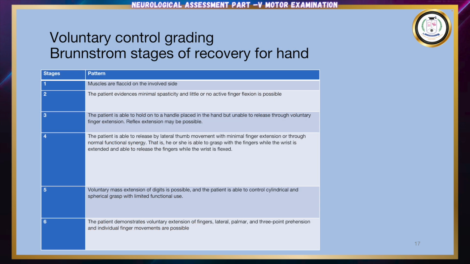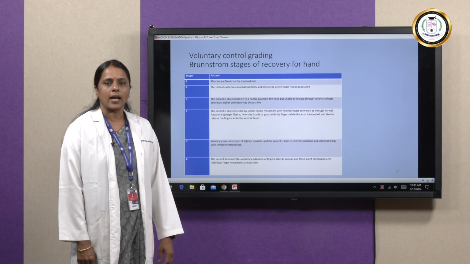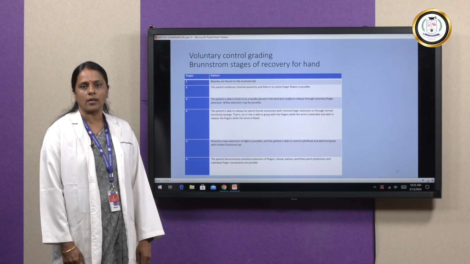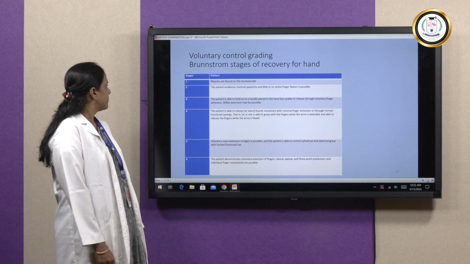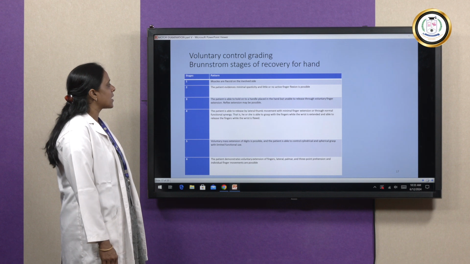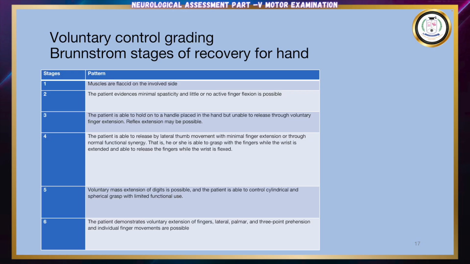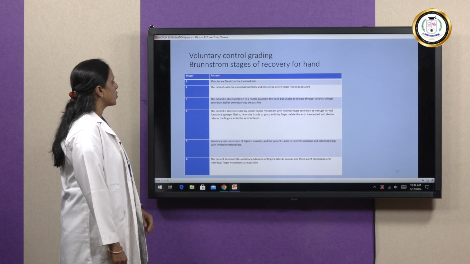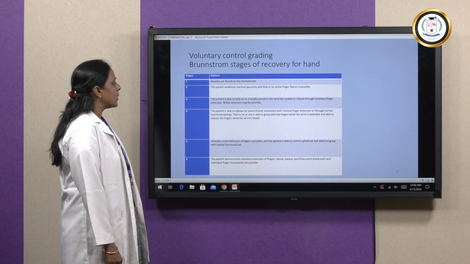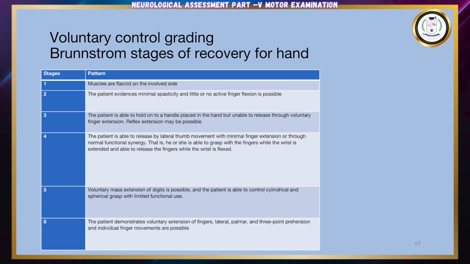Now voluntary control grading. Especially in neuro patients, they develop synergy patterns and their level of recovery is tested using the voluntary control grading suggested by Brunnstrom. According to this, in the first stage, muscles are flaccid on the involved side. In the second stage, the patient shows minimal spasticity and little or no active finger flexion is possible. In the third, the patient is able to hold on to a handle placed in the hand but is unable to release through voluntary finger extension. Reflex extension may be possible.